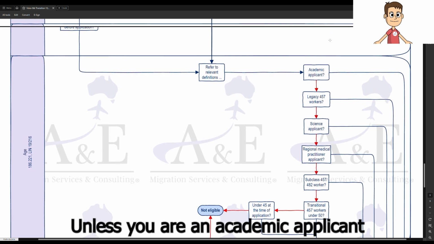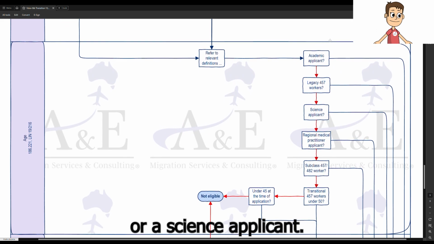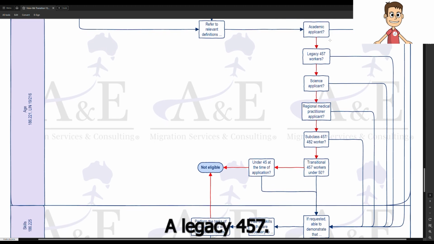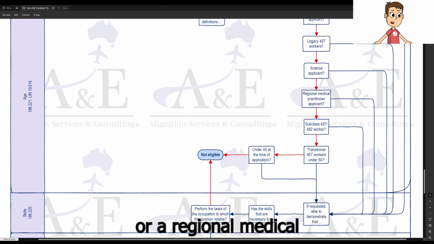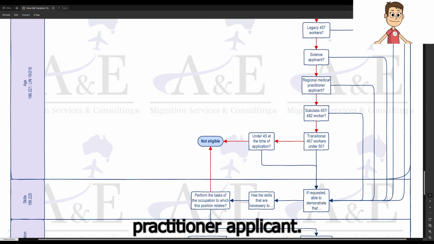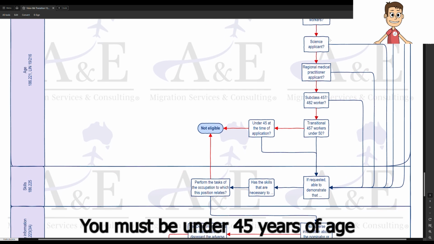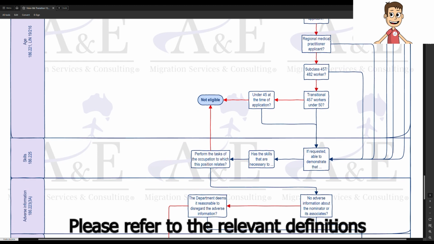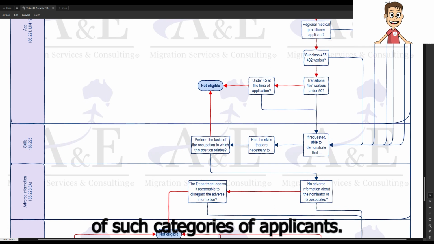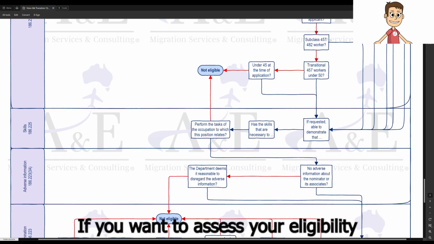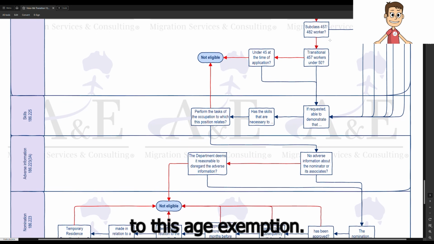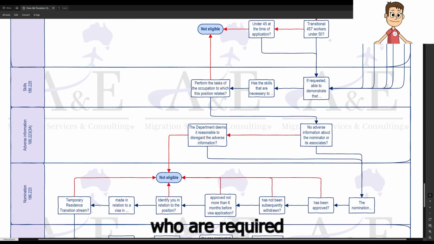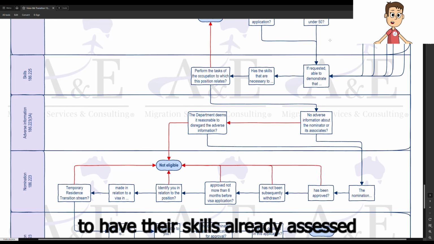Unless you are an academic applicant, a science applicant, a subclass 457 or 482 worker, a legacy 457 worker, or a regional medical practitioner applicant, you must be under 45 years of age at the time of application. Please refer to the relevant definitions of such categories of applicants if you want to assess your eligibility to this age exemption.